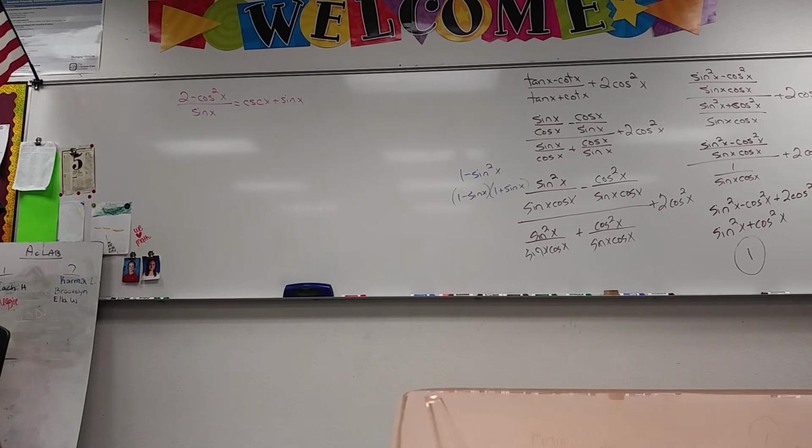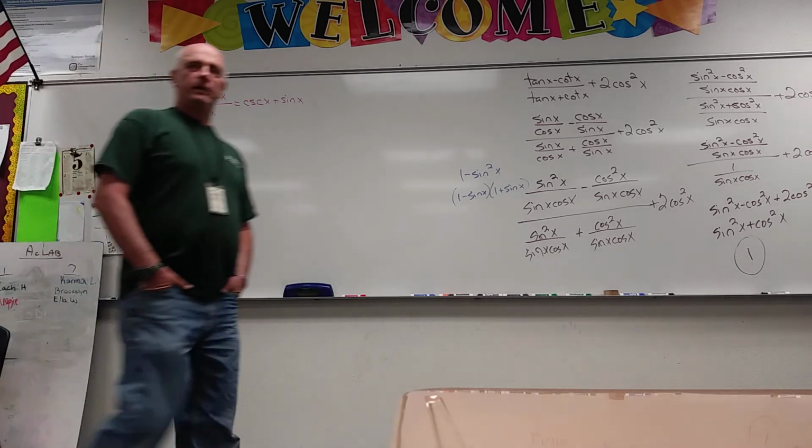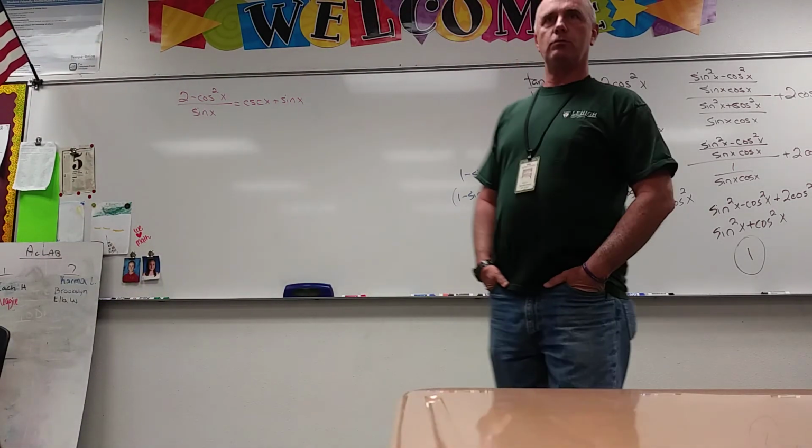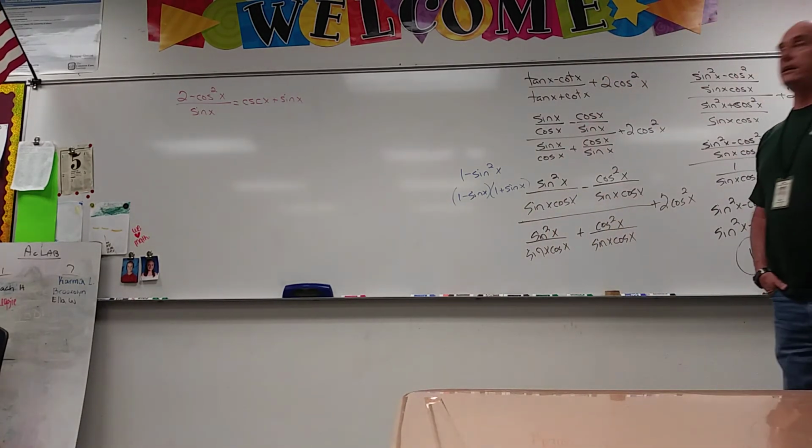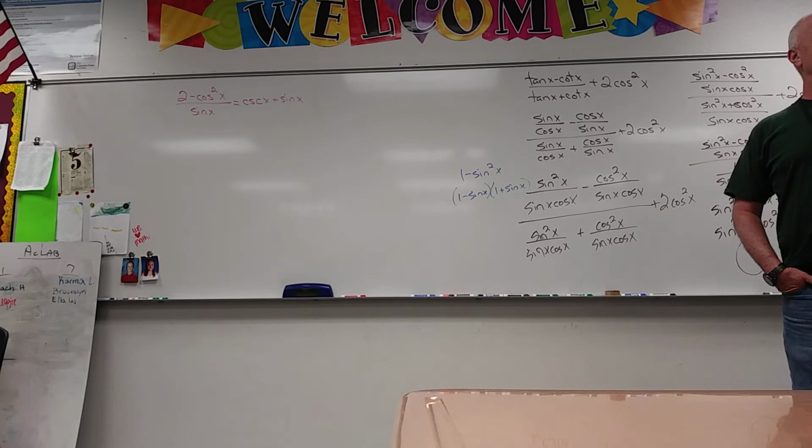Does it look like an identity? Almost. What do you mean almost? There's a 2 instead of a 1. So the problem is that it's a 2 and not a 1. So you're saying that if it were 1 minus cosine squared of x, we'd be happier? Yes. Okay. Can we write 2 in another way?